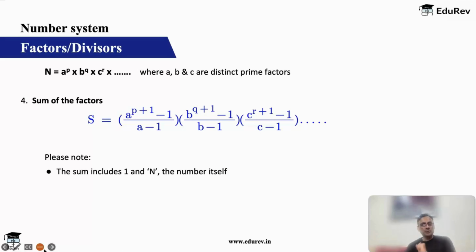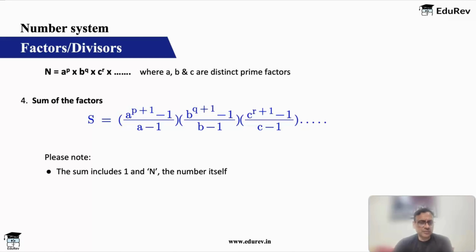Okay, let's come to the fourth part now. And here we are dealing with sum of factors now. Okay, and this comes from your binomial theorem, and we use those concepts. Don't worry too much. Just remember this, that sum of all the factors is equal to (a to the power p plus 1 minus 1) upon (a minus 1), (b to the power q plus 1 minus 1) upon (b minus 1), (c to the power r plus 1 minus 1) upon (c minus 1), and so on. And obviously the sum includes 1 and n, the number itself, because they are counted in the factor as well.